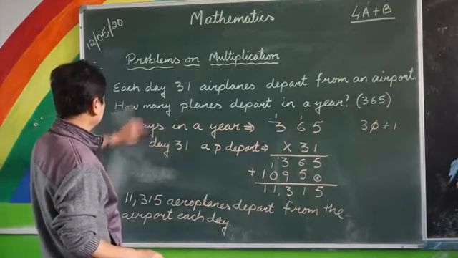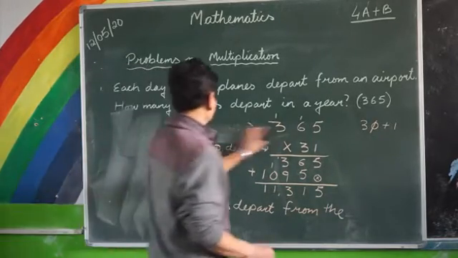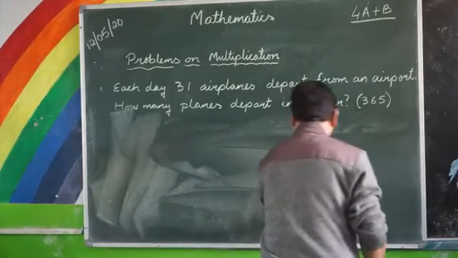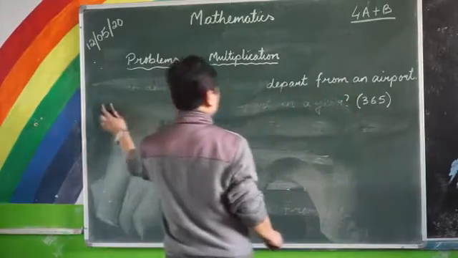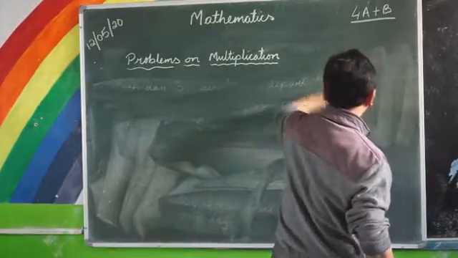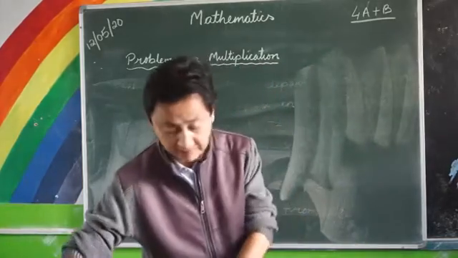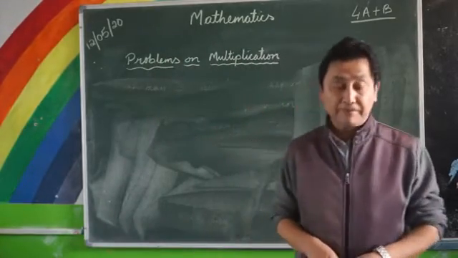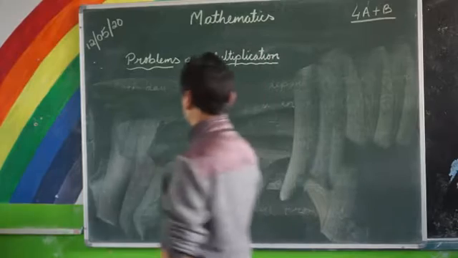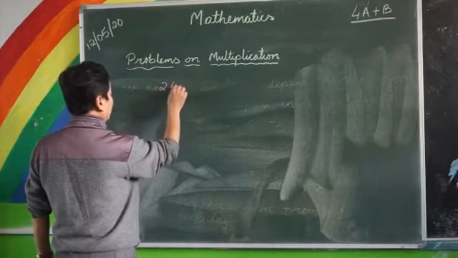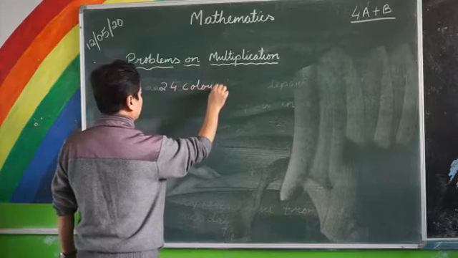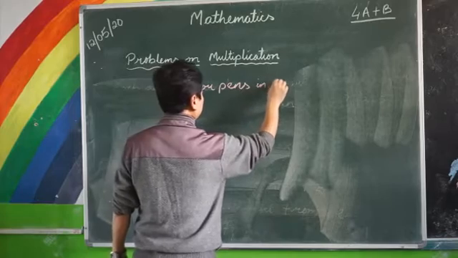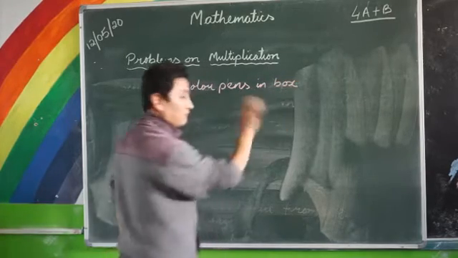Let's do another sum. So I think most of you have learned your table. So I'm not going to write the question because it will take a long time. I'm going to read. Okay, are you ready? So there are 24 color pens in a box. How many color pens? 24 color pens in a box. And this is the question, short form, okay?